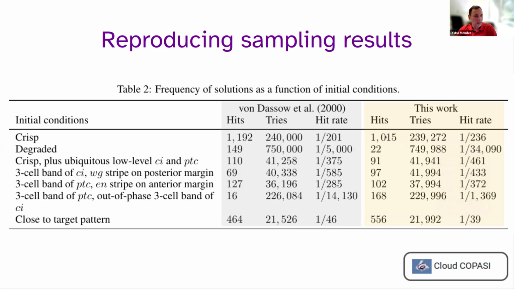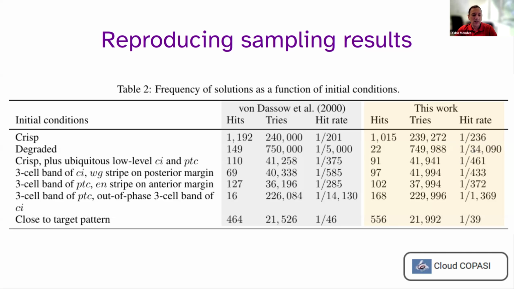But if you look at the number of hits, they're not that far off. Remember, I don't have the exact details of everything, and these are random samplings of a model with 48 dimensions, and we're only taking 240,000 samples, which is not that much in 48 dimensions. So even the hit rate is not that far off. The second one is probably the worst difference. Their hit rate was 1 in 5,000. Mine was 1 in 35,000.